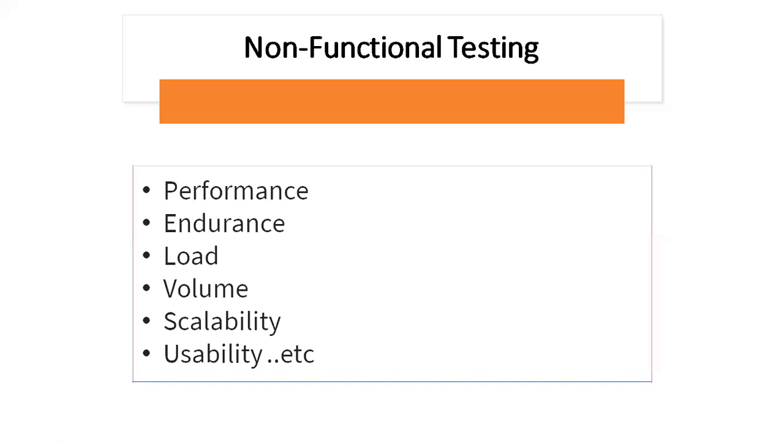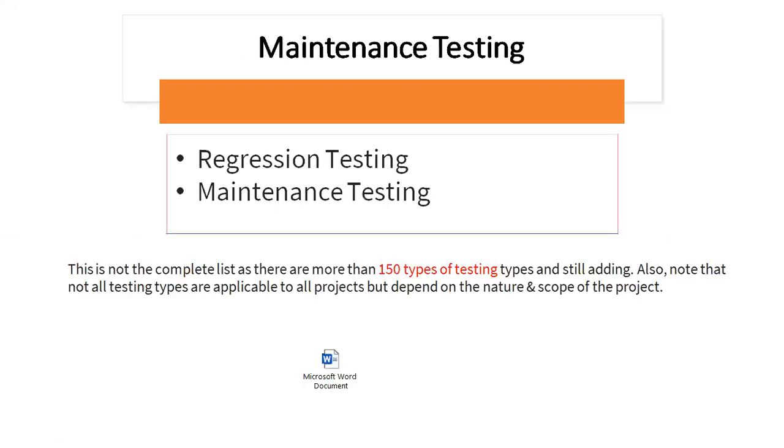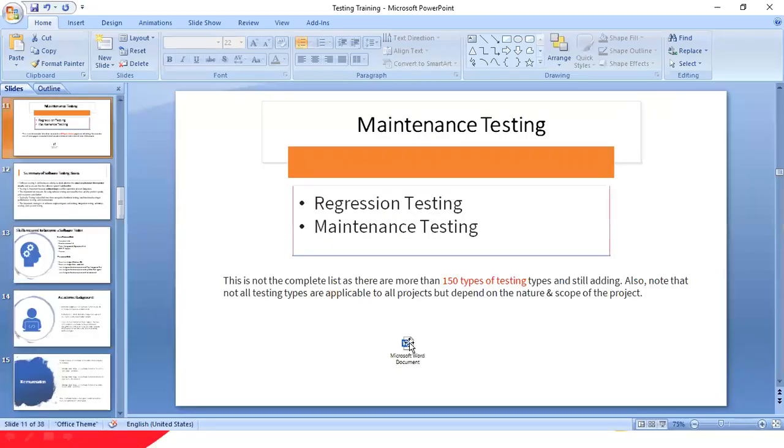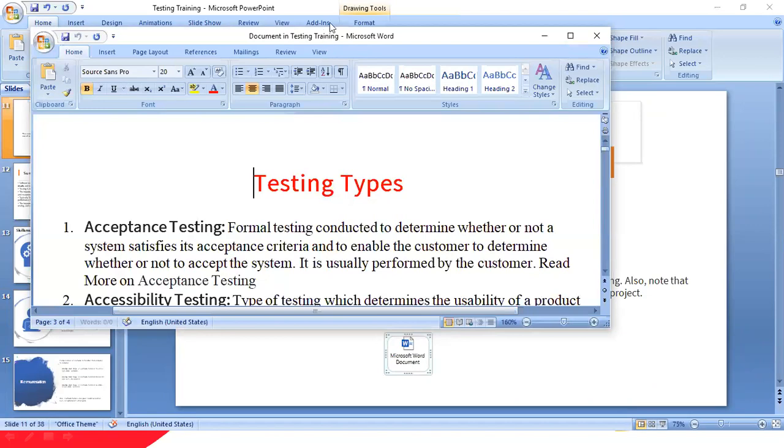Yeah, load, volume, scalability, and usability. These are the non-functional testing. And maintenance testing is like the regression testing and the maintenance testing. As I told, right, there are 150 plus types of testing.